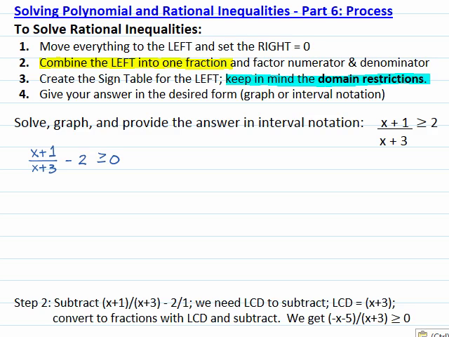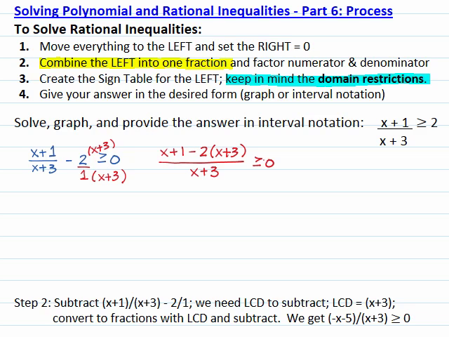In step 2, we need to actually subtract the fraction minus 2. To subtract two fractions, they need to have a least common denominator. The least common denominator is x plus 3. So I'm going to multiply the 2 with x plus 3 and the 1 with x plus 3. So I will get an expression that has two fractions with the same denominator. The fractions are x plus 1 minus 2 parenthesis x plus 3, and they both have denominator x plus 3, so we can combine them into 1.